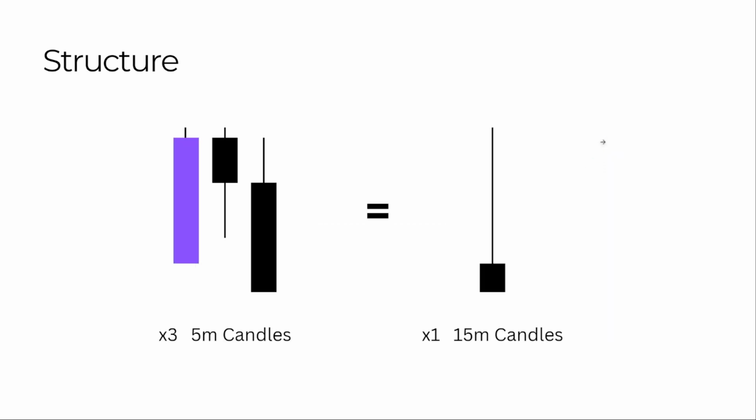Now with the DRS strategy, we only focus on the 5-minute time frame. We don't need to worry ourselves with the higher time frames like the 10, the 15, the hourly, and so on. But how the candles form on the 5-minute time frame can give us a good indication of what the time frames above are doing. So, for example, we have three 5-minute candles here.